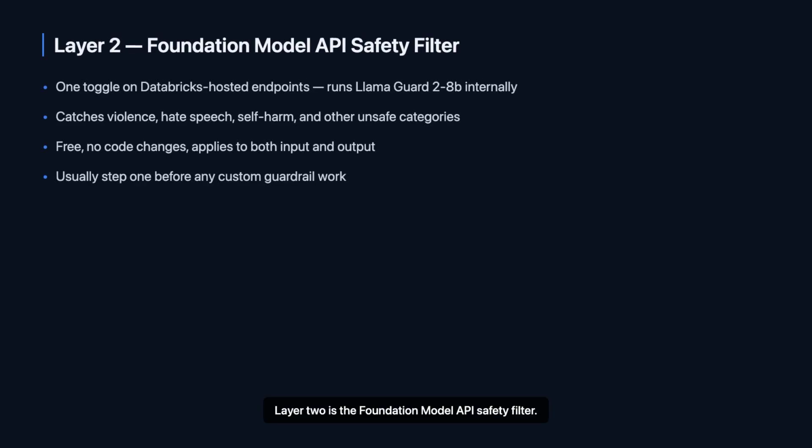Layer 2 is the foundation model API safety filter. This is a single toggle on Databricks hosted endpoints. Under the hood, it runs Llama Guard 2, the 8 billion parameter model from Meta we'll see again in a moment. It catches violence, hate speech, self-harm, and other unsafe categories on both the input and the output side. It's free, it needs no code changes, and turning it on is usually the first thing you should do before reaching for anything custom.